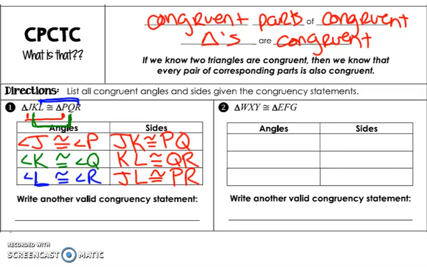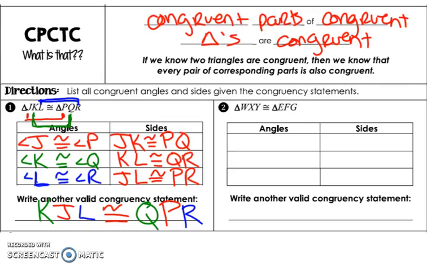Now, when we say write another valid congruency statement, here's the thing that we have to keep in mind. If I start, and I'm going to use the colors that I used above, if I start with K on one side, I need to start with Q on the other. Those are the angles that are congruent to each other, so that's the side I'm going to start with. If I put J next, well, J was congruent to P, so P is going to come next. And then last but not least, we're going to have L and we're going to have R. Now, there are multiple ways to write the congruency statement, so if you worked ahead of the video and you wrote something different, that's fine as well. Just make sure in this case, your colors match up, or your congruent angles and congruent sides do.